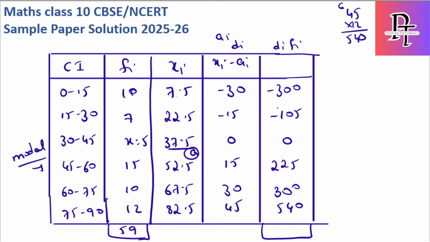Now let's add all these. Okay, I'll add it here. This is sigma fi di. So minus 300 minus 105, this will get minus 405. What about these three? 225, 300 and 540, so 1065, so 1065 minus 405.